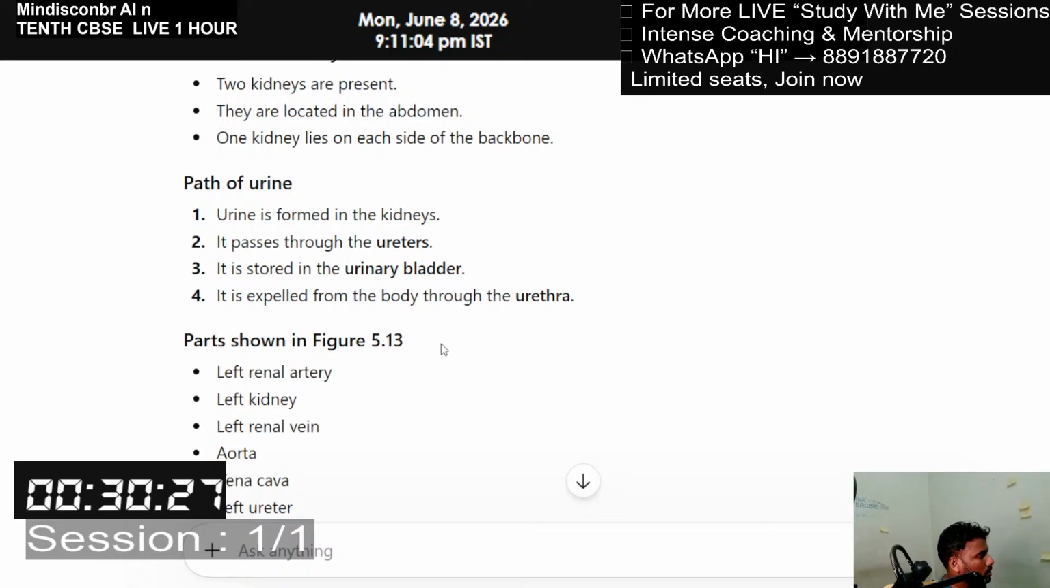So where is the urine formed? The urine is formed in the kidneys, and this urine passes through ureters, and this is stored in the urinary bladder, and it is expelled through urethra. So urine gets formed in kidneys, passes through ureters and is stored in the urinary bladder, and from the urinary bladder to the urethra.